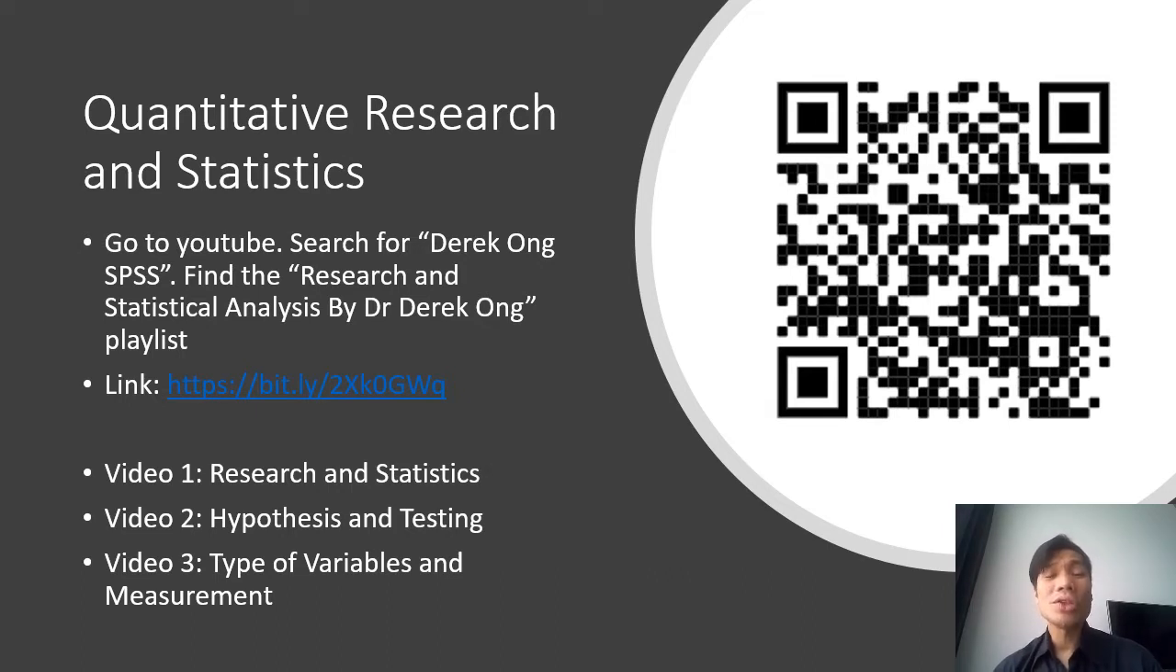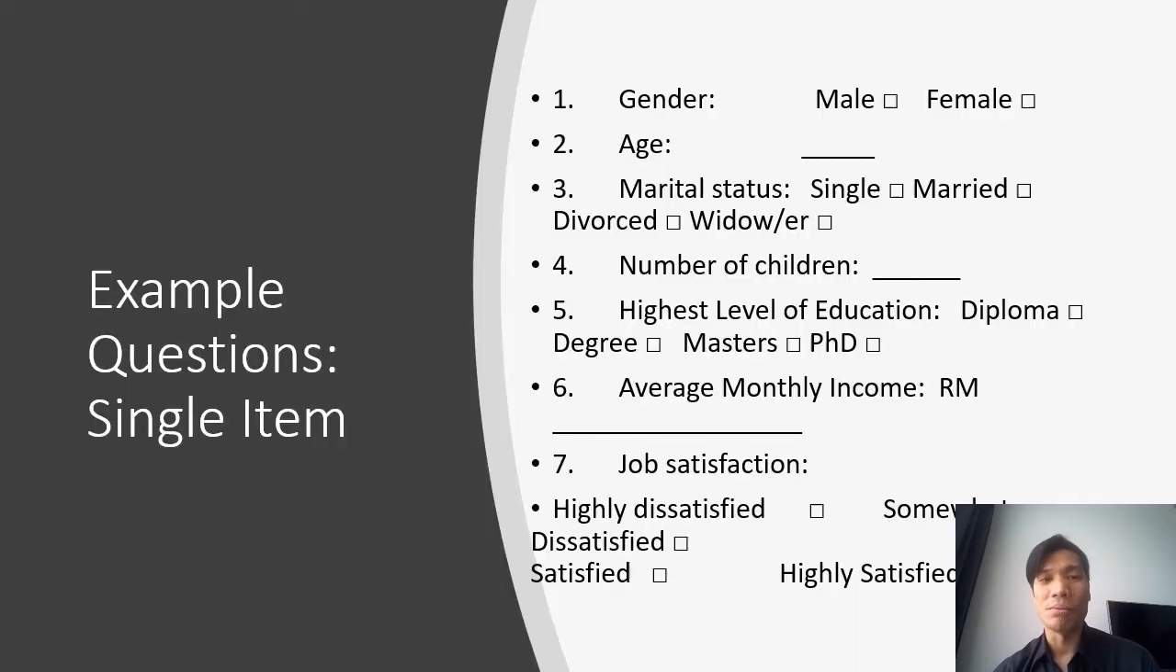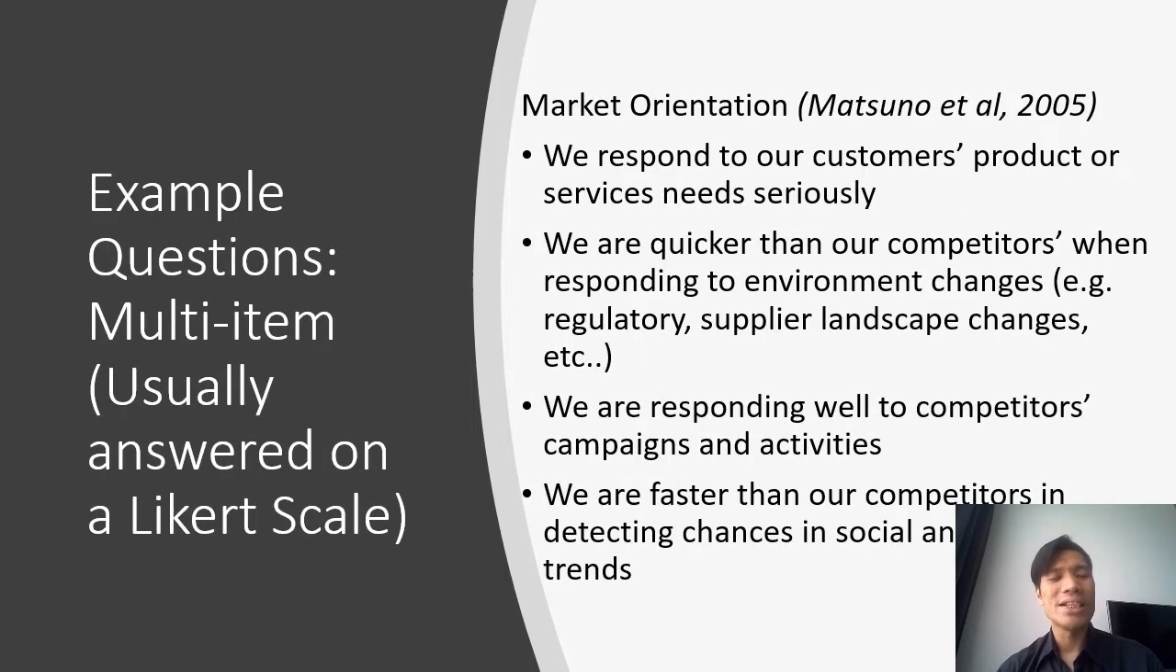Once you know that and you're a little bit familiar about the types of measurements and variables, then I'm going to go through with you in this tutorial how to create single items for a questionnaire like this and a multi-item questionnaire like this. These multi-items are usually answered on a 5-point Likert scale or a 7-point Likert scale, which usually ranges from strongly disagree to strongly agree. Okay, are we ready? Let's begin.